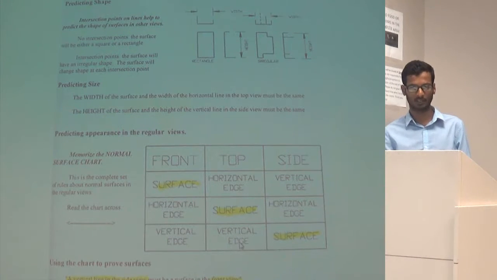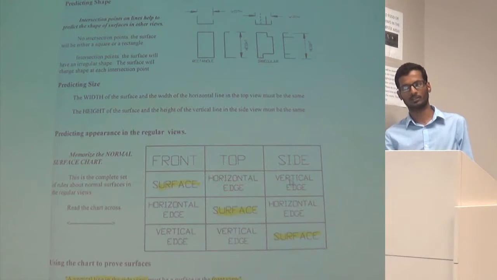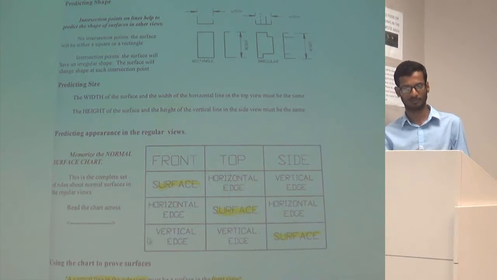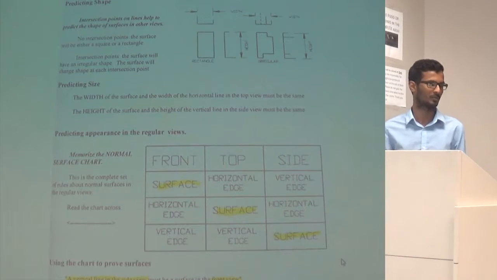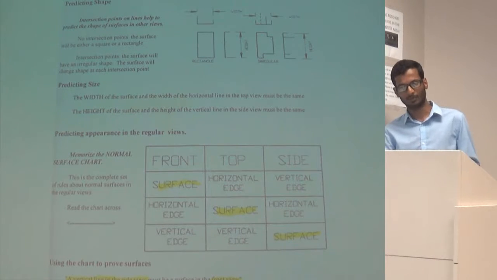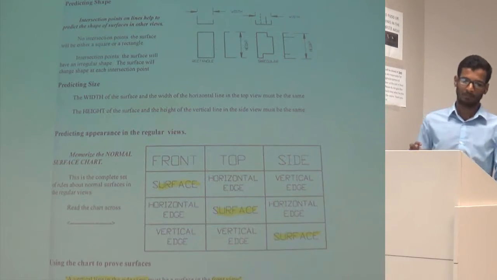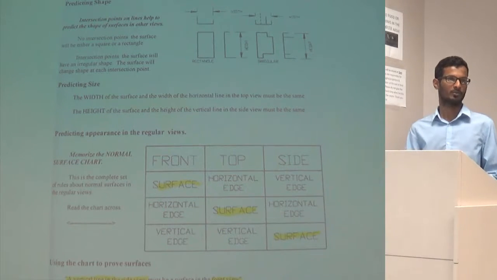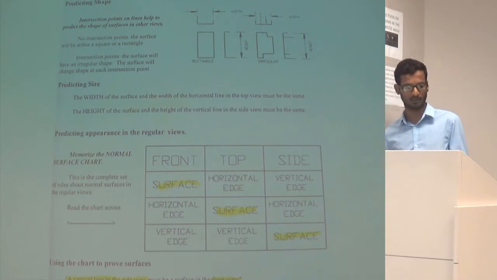So let's say I have a vertical edge in my top view. You need to know what that vertical edge would represent in the other two views. That vertical edge would represent a surface in the side view and a vertical edge in the front view. So the same vertical edge would represent those two in two different ways. Make sure that you remember this, and these are some examples on how to memorize this, and we would use that in one of the examples that we would be working on today.